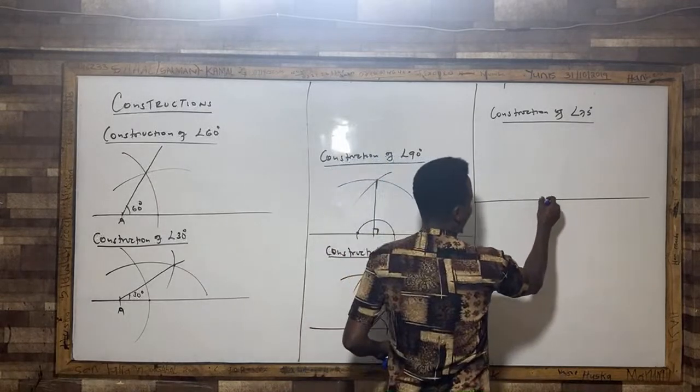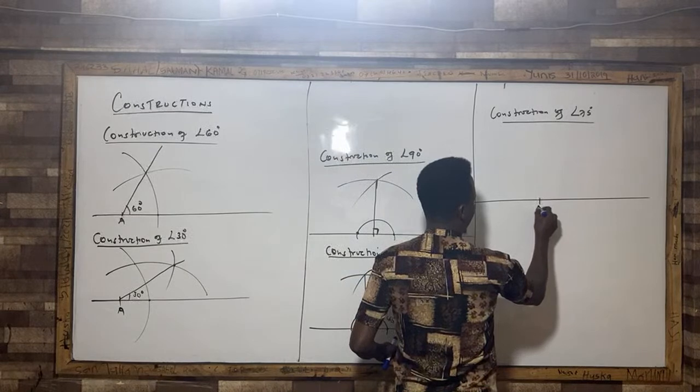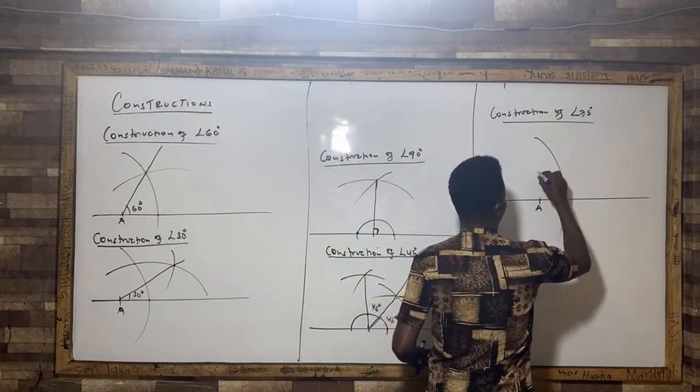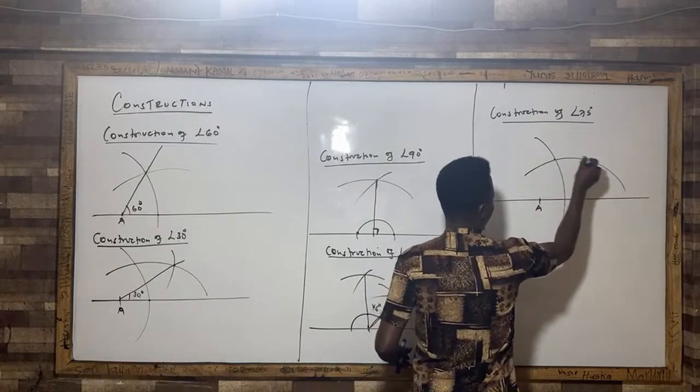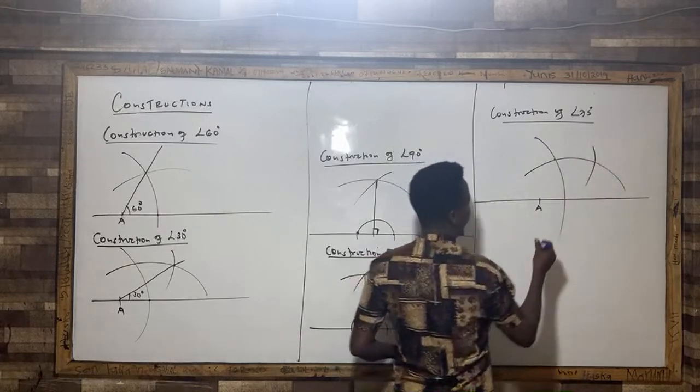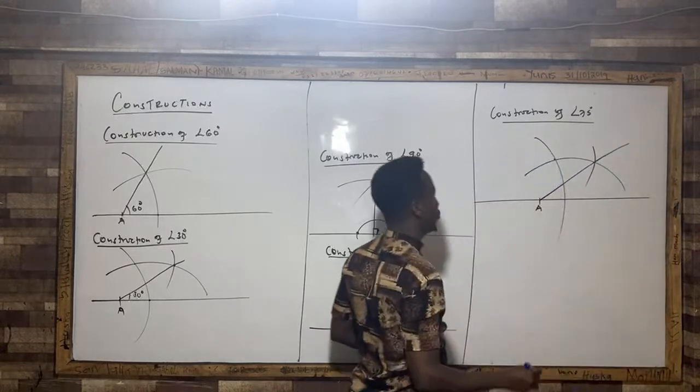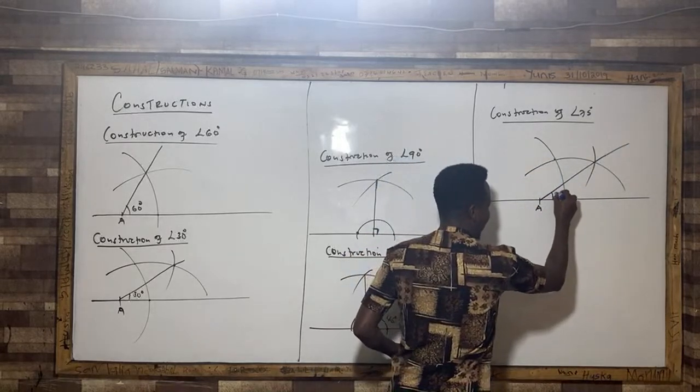What are you going to do? Get the radius. This is the point here, remember? Okay. Draw an arc here. Then come here. Extend this one. Come here. Extend this one. So I will join these two. Okay, can you see now? This angle is what? 30 degrees.